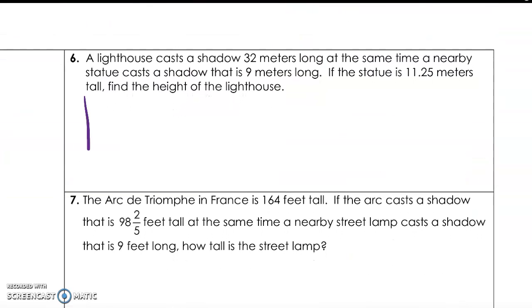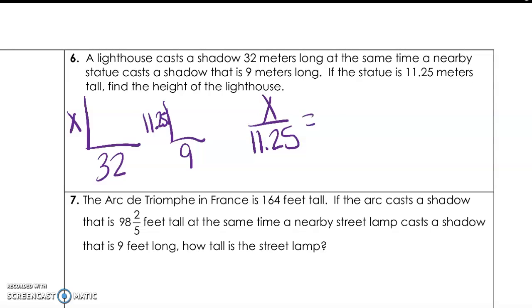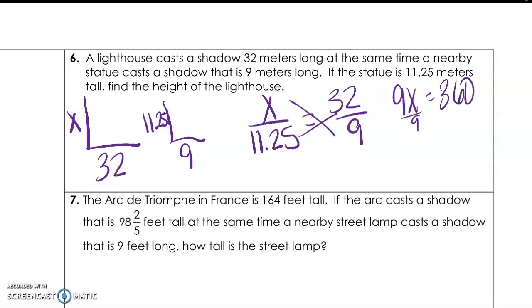Number 6, we have a lighthouse whose shadow is 32 meters. And then we have a statue whose shadow is 9 meters. The statue, so what I just drew, is 11.25 meters tall. We need to find the height of the lighthouse. So again, make sure you read through. That's why I suggest drawing a picture. x over 11.25 is equal to 32 over 9. Cross multiply. 9x equals 360. Divide, and we get 40 meters.